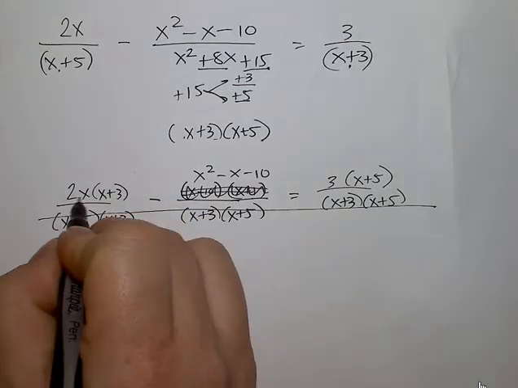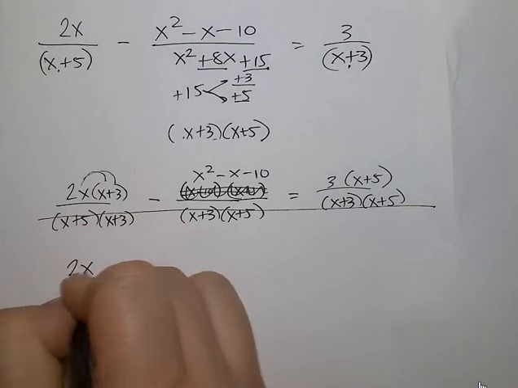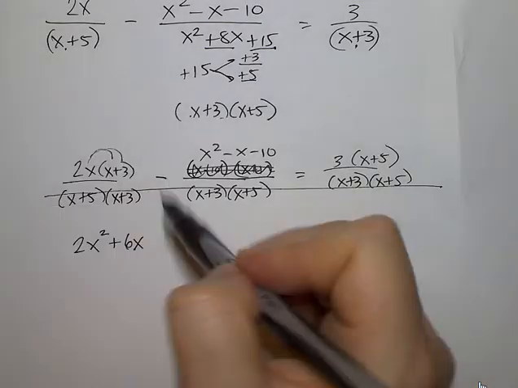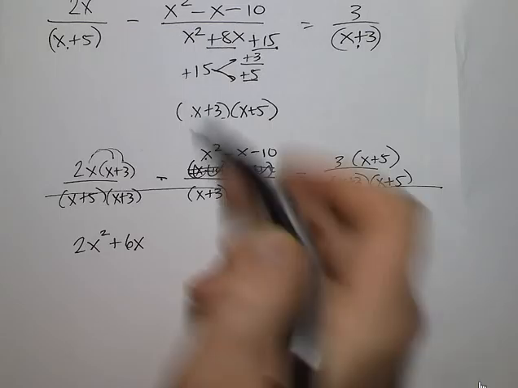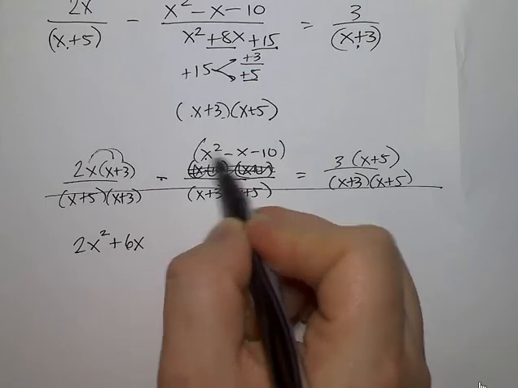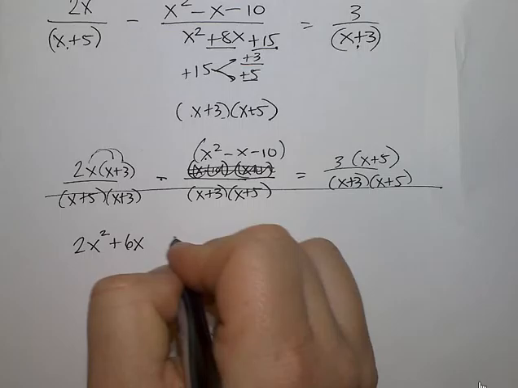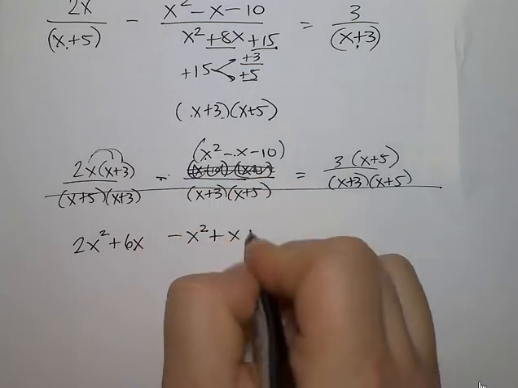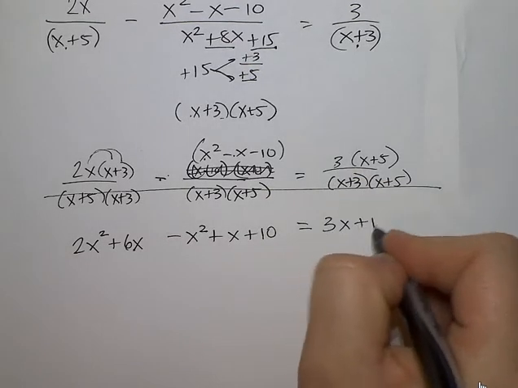So I'm going to start by distributing the 2x. 2x squared plus 6x. And now a common mistake I think students are going to make is thinking that this negative sign applies only to the x squared. It actually applies to this entire group. And when you distribute a negative, it changes the sign of every term within this group. So it becomes negative x squared, positive x, positive 10. Distribute the 3, 3x plus 15.